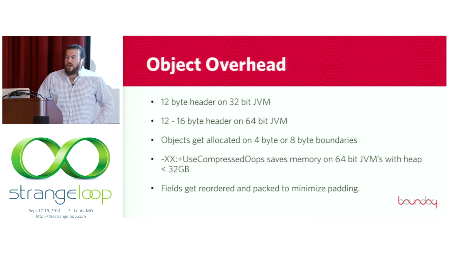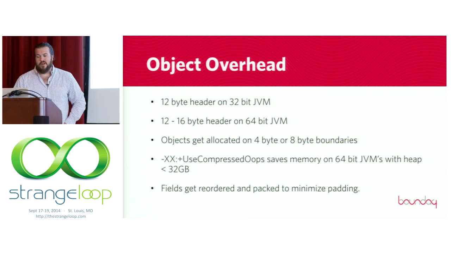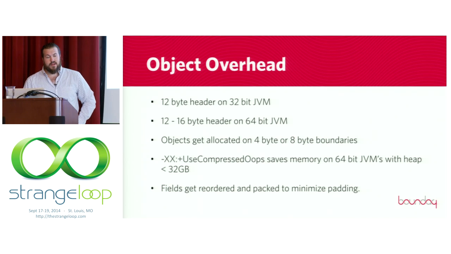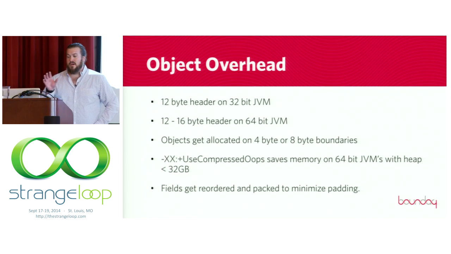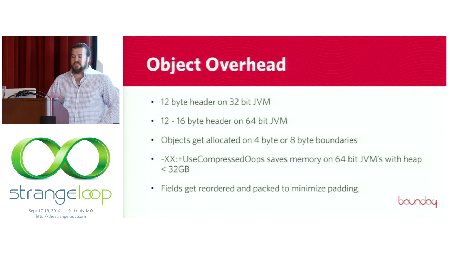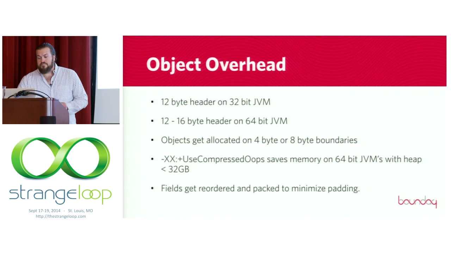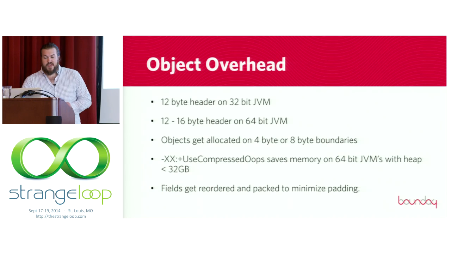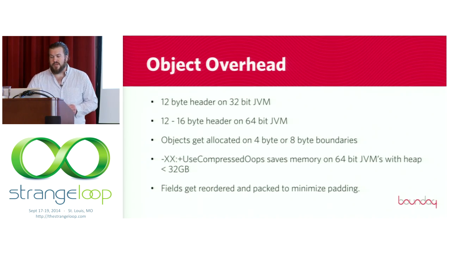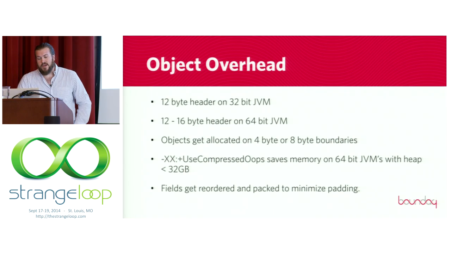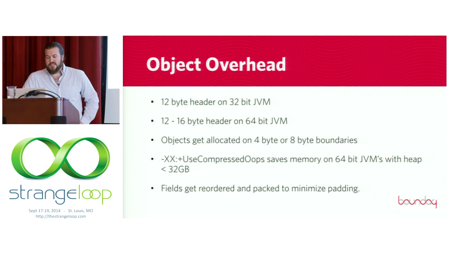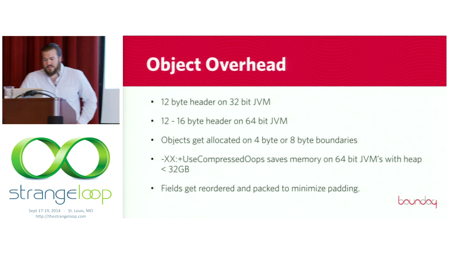But the problem with objects is that you have a lot of overhead with objects. So you have a 12-byte header on the 32-bit JVM. The header gets out to 16 bytes on the 64-bit JVM, depending upon whether compressed pointers are on. The compressed pointers will save memory on your 64-bit JVM as long as your heap is smaller than 32 gigs, which I hope it is, because otherwise, you should be using the Azul stuff anyways.